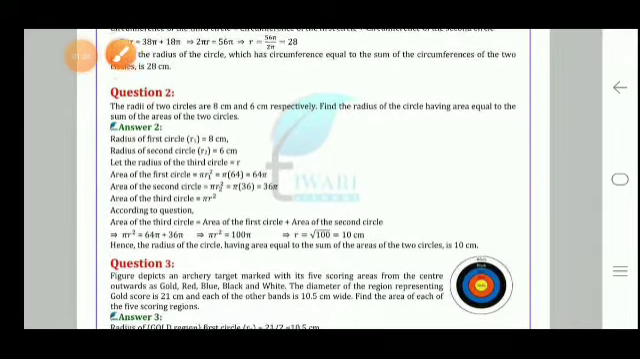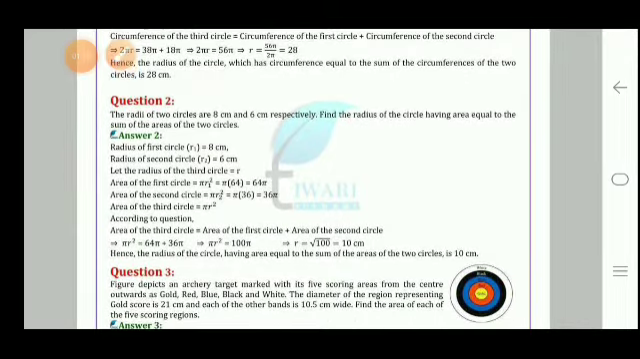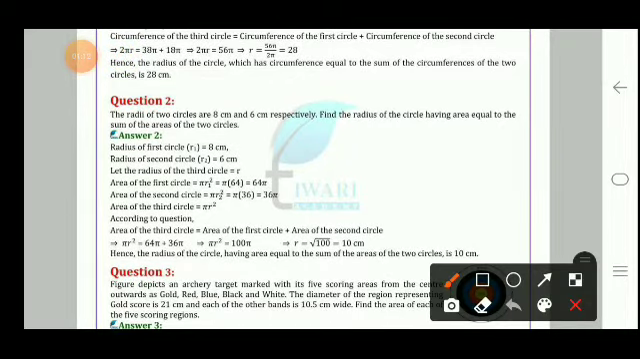Now if we move forward to question number 2, it is given that the radii of two circles are 8 centimeter and 6 centimeter. Find the radius of the circle having the area equal to the sum of the areas of the two circles. So again we write the radius of the first circle R1 is 8 centimeter, radius of the second circle R2 is 6 centimeter. Let the radius of the third circle be r. Now the area of the first circle is pi r1 square, that is pi into 64, that is 64 pi. Then the area of the second circle is pi r2 square, which is pi into 36, that is 36 pi.